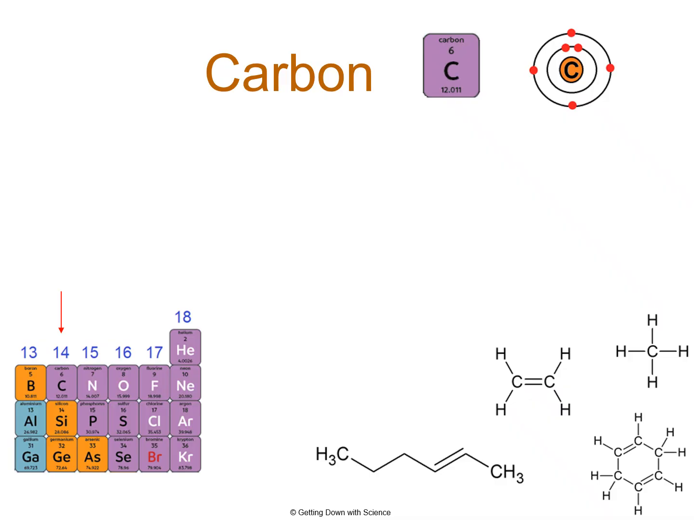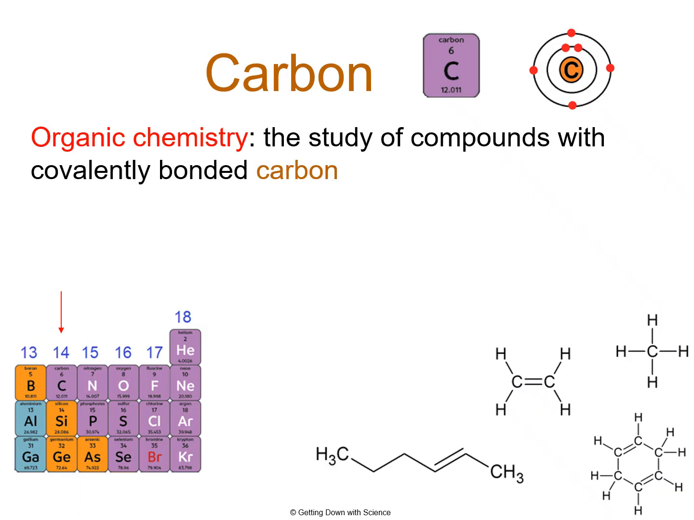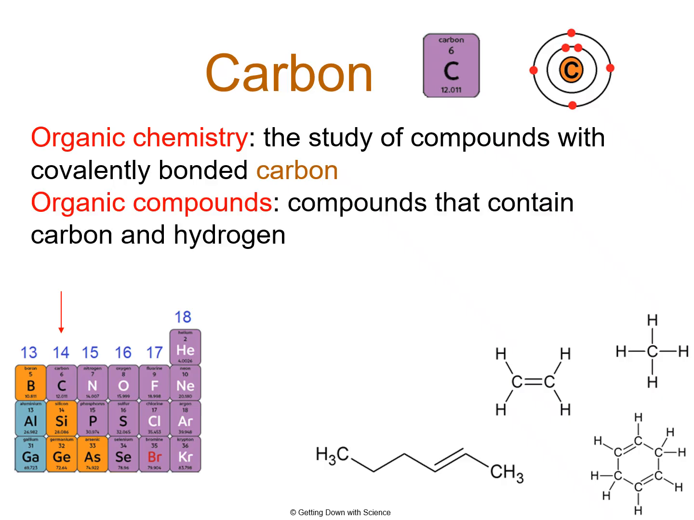So let's talk about carbon and why carbon is so important. Carbon is the basis of the study of organic chemistry. Organic chemistry is the study of compounds with covalently bonded carbon. Covalent bonds are like holding hands. They share electrons, or they hold hands and go through life together. Organic compounds are compounds that contain carbon and hydrogen.